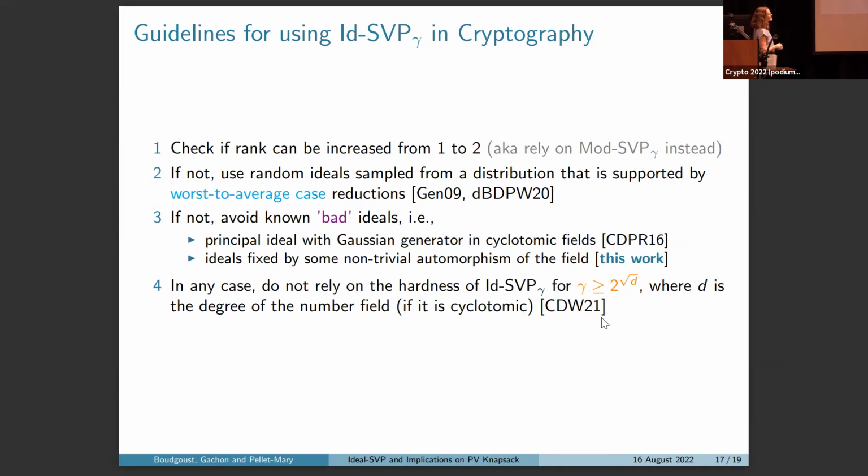The first thing we suggest is that you check if you can increase your rank from 1 to 2. That means that you're actually not relying on ideal lattices, but on module lattices where we have no weaknesses known, so no puddles in the frozen lake. If you can't do that, then we suggest that you select your ideal randomly from a distribution where we know that this distribution is supported by what we call worst case to average case reduction. That means that this distribution gives you an ideal lattice that is as hard as possible. If you can't do that, then at least avoid bad ideals.